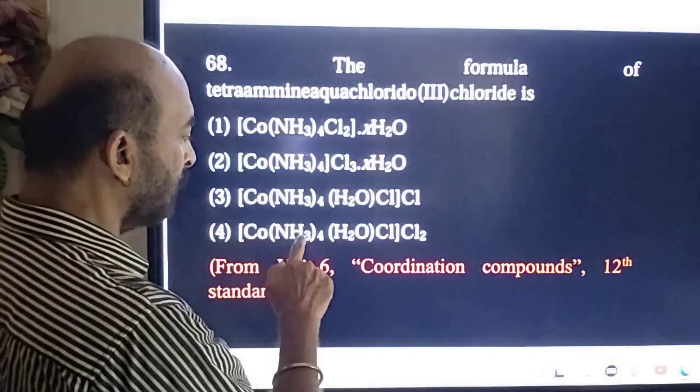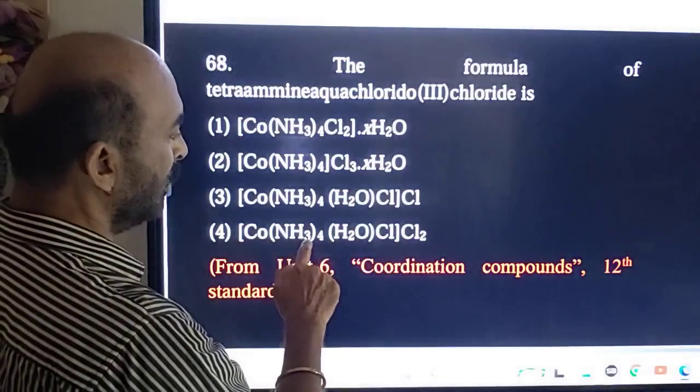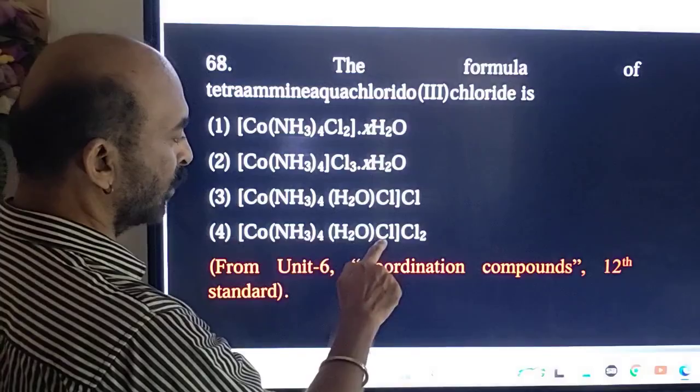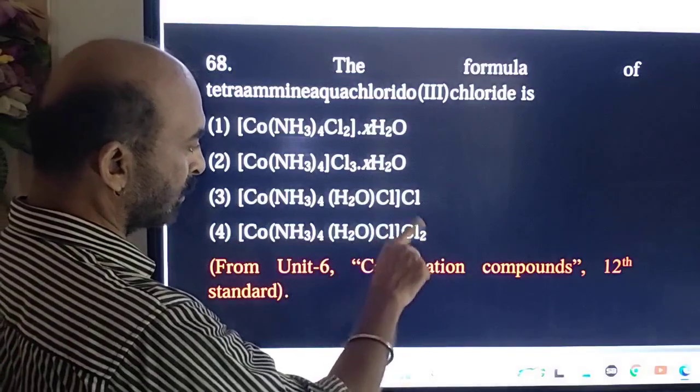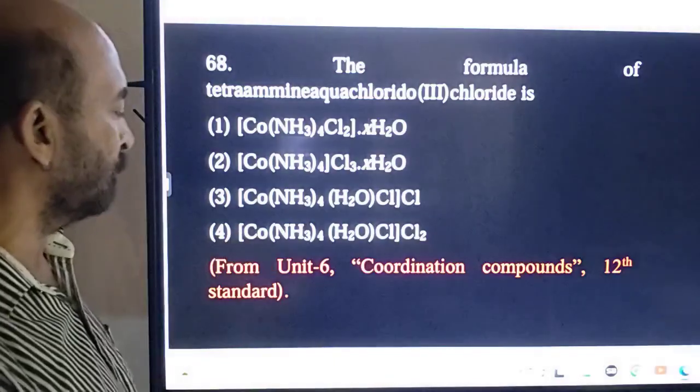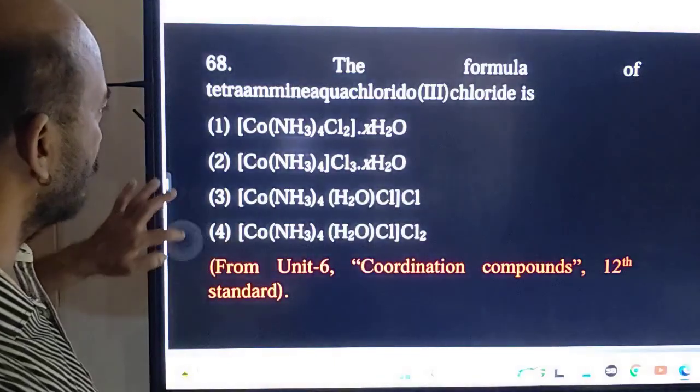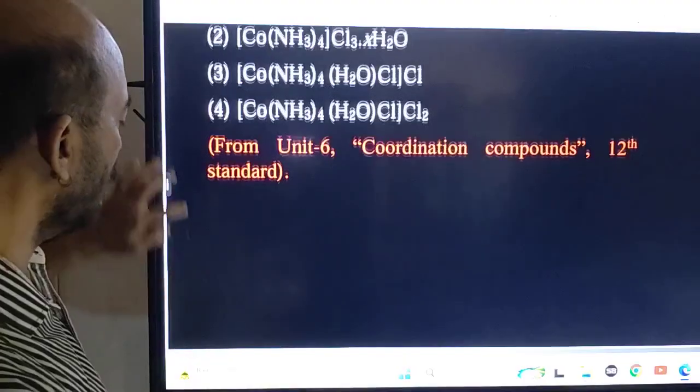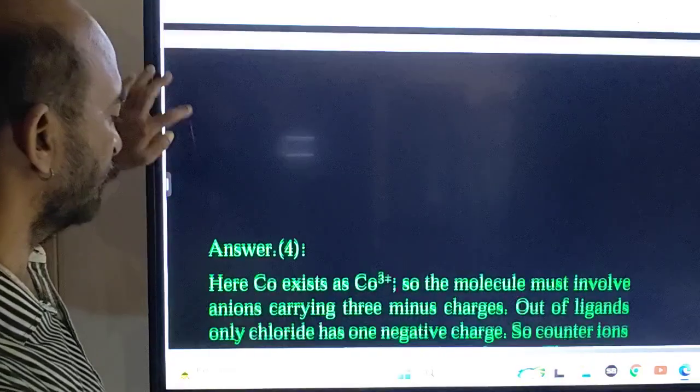So look, cobalt, tetraammine, aqua, chlorido, not only that, total chloride 3. So cobalt's charge is plus 3. So for this question, 68 answer will be 4. Got that, no? Okay, 4.